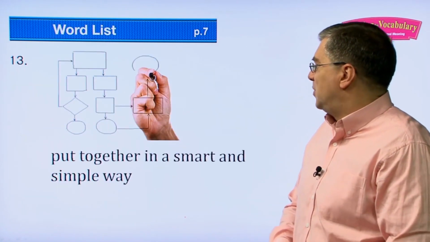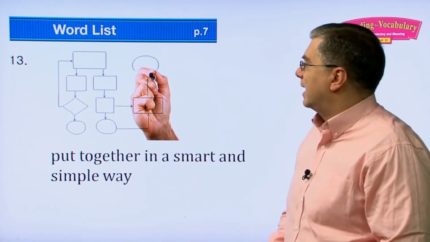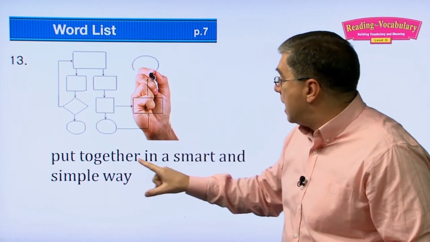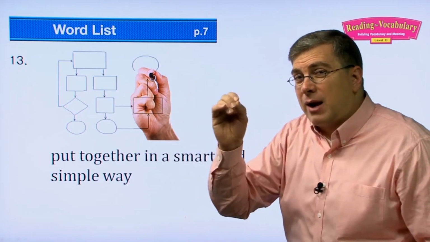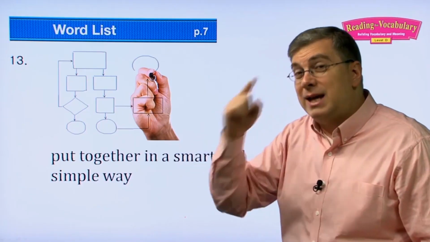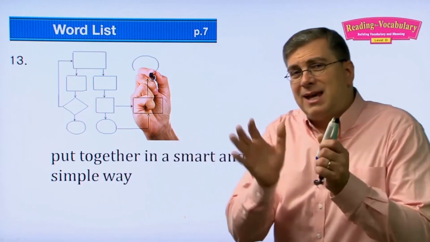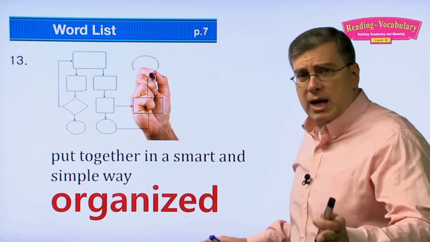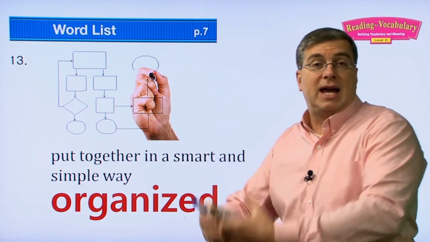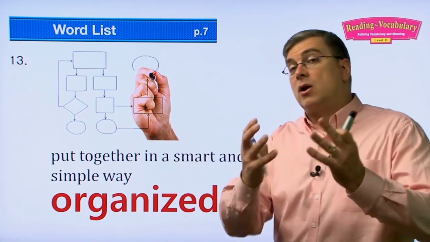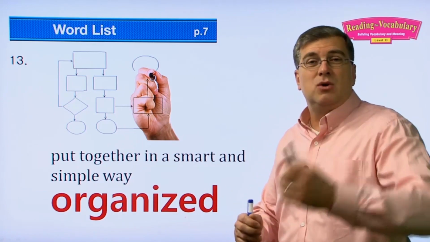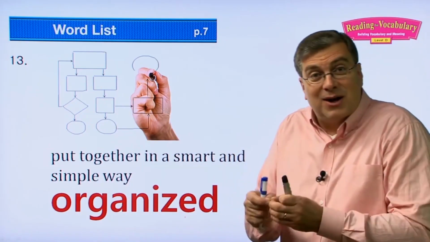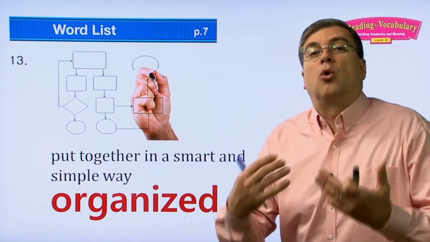Okay, put together in a smart and simple way. So this person is putting together kind of a complicated diagram, but he's thinking about how he puts it together. So he's thinking about it in a smart way, and he's trying to make it simple. So what can we call that? We say that's organized. Organized is an adjective. These plans are very organized, right? We can also call people organized. Maybe you know somebody in school who is organized. They have all their books in the right place, all their pens in the other place. They're very neat. They're very organized.